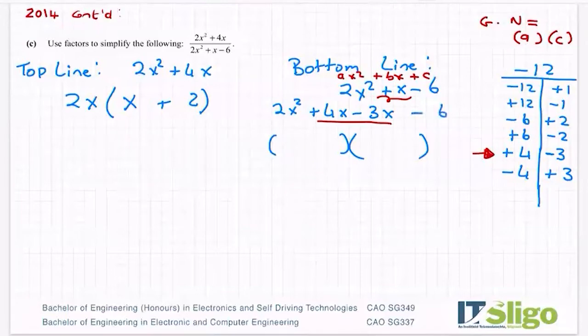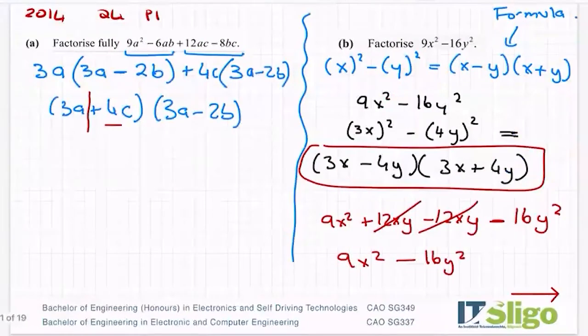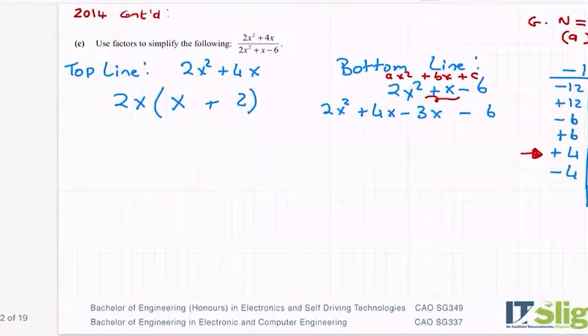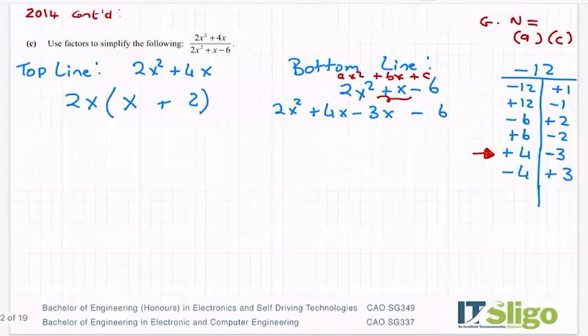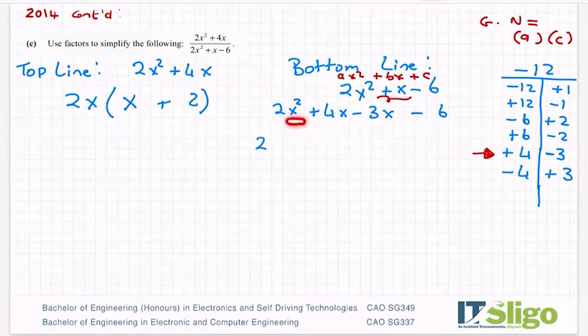And then, of course, I need this -6 as well. So you can see the first two parts are the same, but it's just the middle part that I've written different. And then I group them together. Okay, just like we did grouping on this example here. So what's common between 2x squared and 4x? Well, the 2 divides into both of them, and an x will divide into both of them.